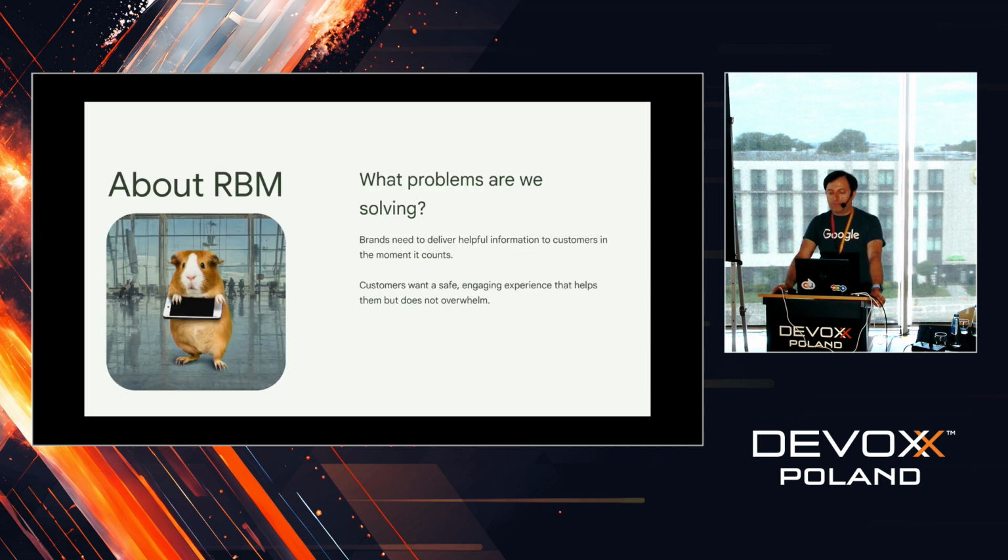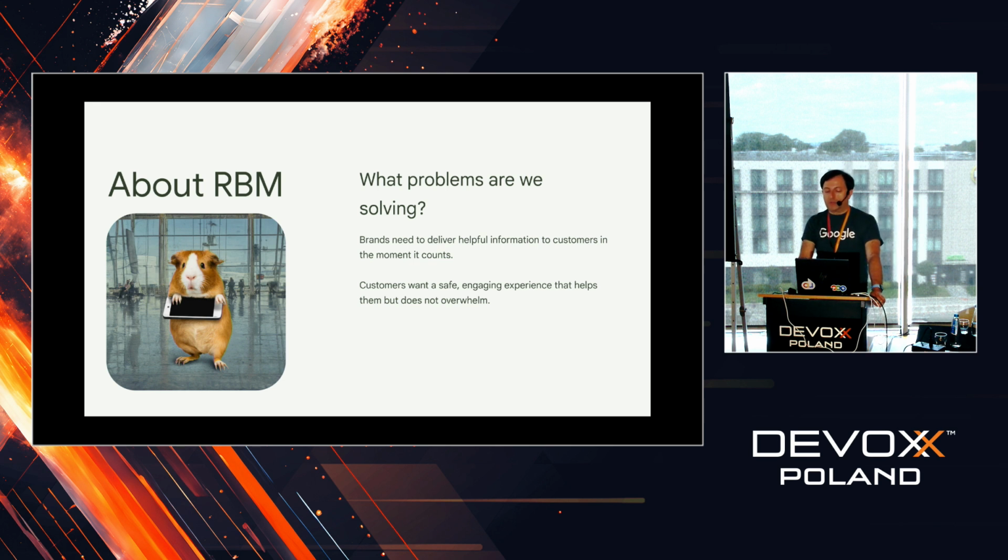Now let's talk about RBM. What is RBM and what problem is it trying to solve? The problem it's trying to solve is that the brands, various companies and businesses need to contact their users with the information that is relevant to the user. And the contacts need to be timely, but not overwhelming.